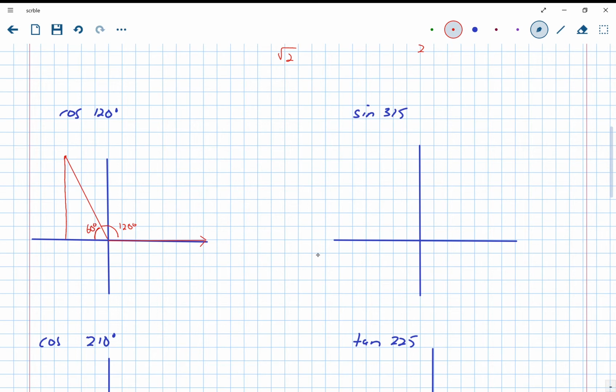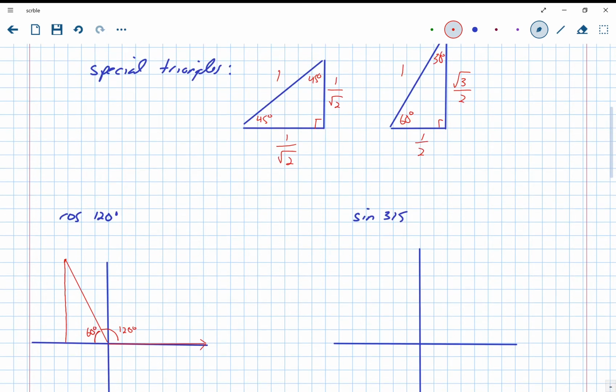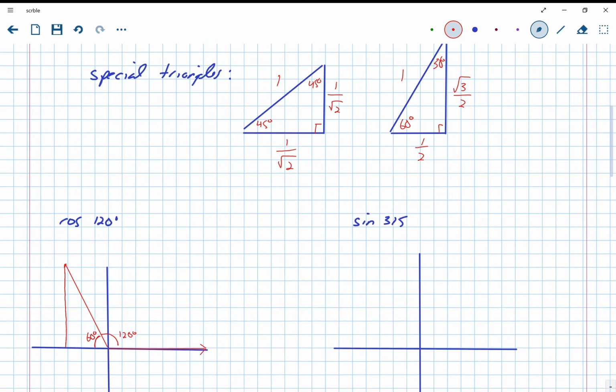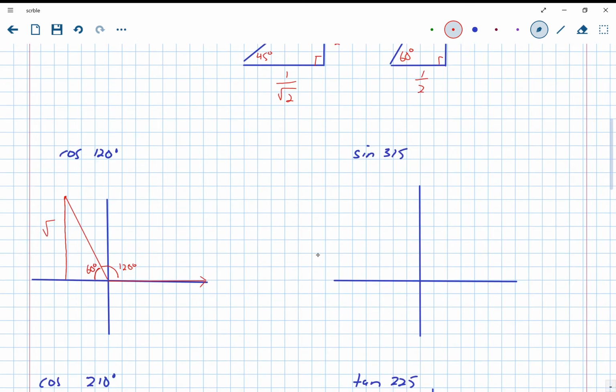Now, if that's 60 degrees, all we do is go back to our triangle. Here's our 60 degree triangle, and we just put those side lengths in. But now we have to determine if they're positive or negative. Across from the 60 goes the root 3 over 2. Because this line is above the axis, that is a positive number. And this one, because it's left of the axis, is a negative number, so that's negative 1/2. And the hypotenuse is always positive, which is 1.